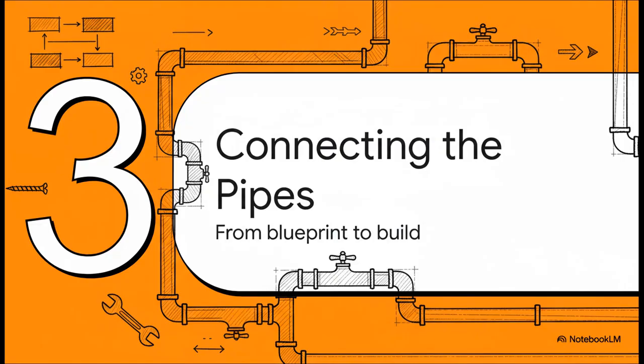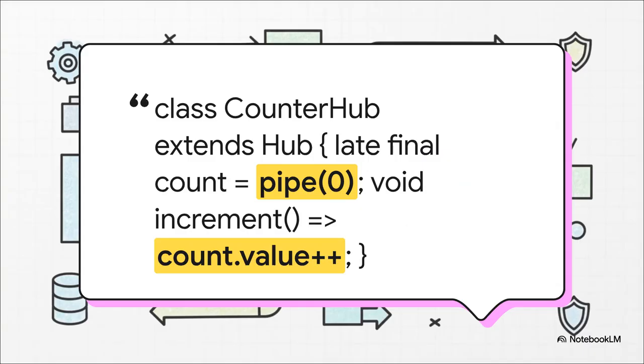Okay, so the whole plumbing thing is a great mental model, for sure. But what does it actually look like when you're writing Dart code? Let's jump from the blueprint to the actual build. All right, check this out. A super simple counter hub.